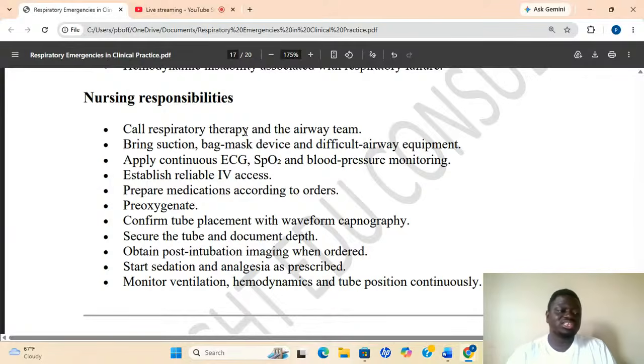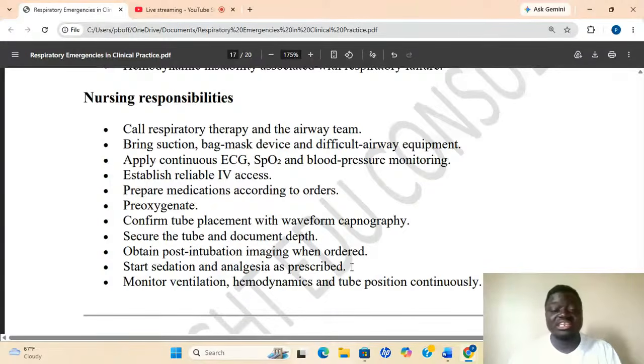So what are we doing? Medication wise, what are we doing to reduce deterioration? Okay, the pre-oxygenation, you confirm ET tube placement with what? CO2 coming out through the capnograph or chest X-ray telling us that we don't have endobronchial intubation. Okay, yes. Secure the tube and document depth. Obtain post-intubation imaging. There's the chest X-ray. Then start sedation and analgesia as prescribed.